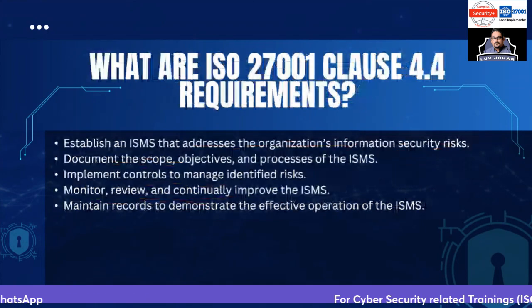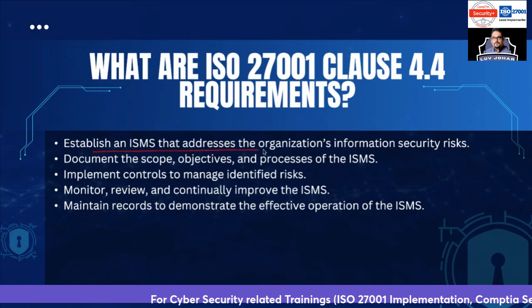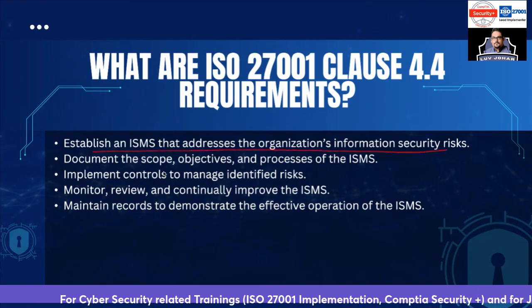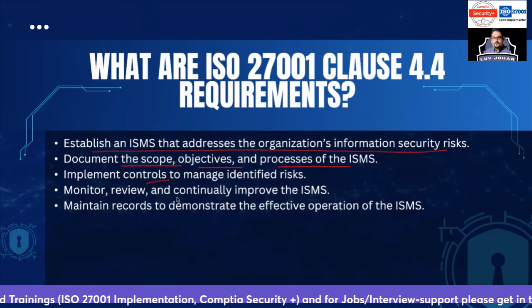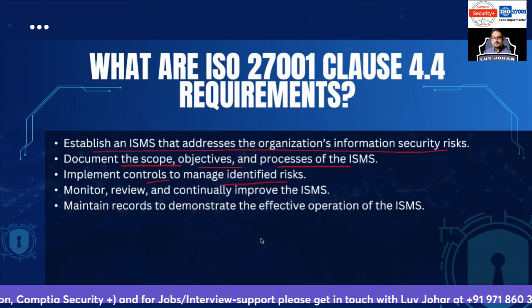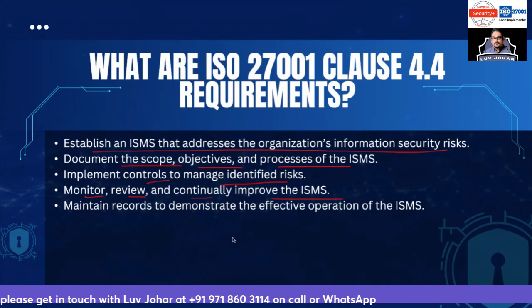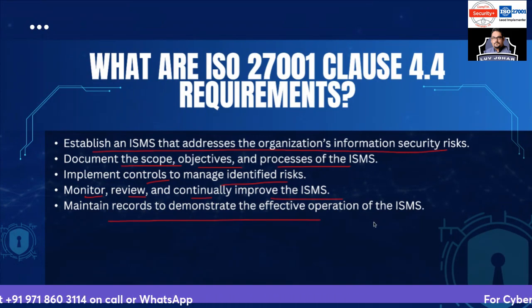Okay, and the requirements of clause 4.4 are to have an established ISMS that addresses the organization's information security risks, documenting the scope, objectives, and processes of the ISMS, implementing necessary controls in order to manage the identified risks, okay, as per the organization's risk appetite and risk tolerance levels, monitoring, reviewing, and continually improving the ISMS as needed, and maintaining records to demonstrate the effective operation of the ISMS, right?